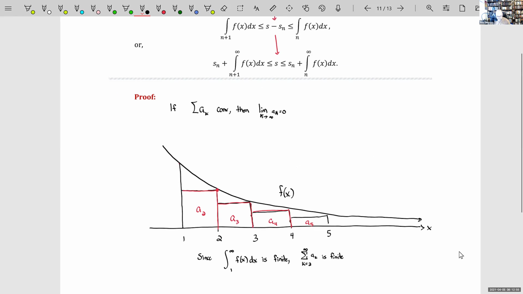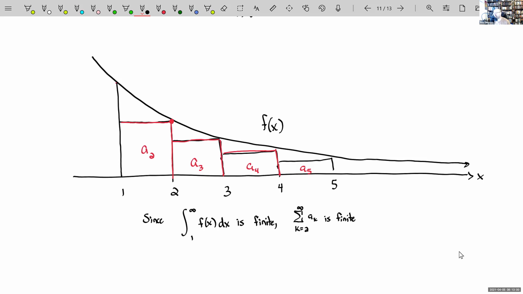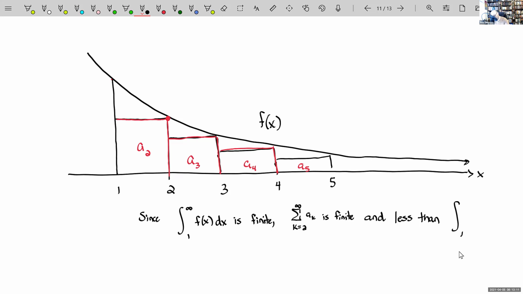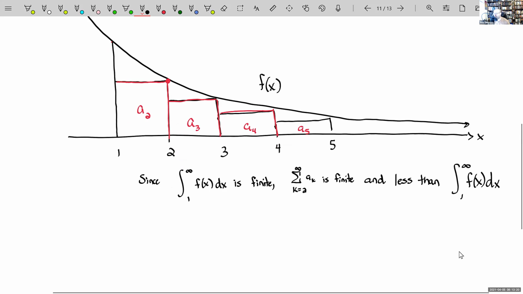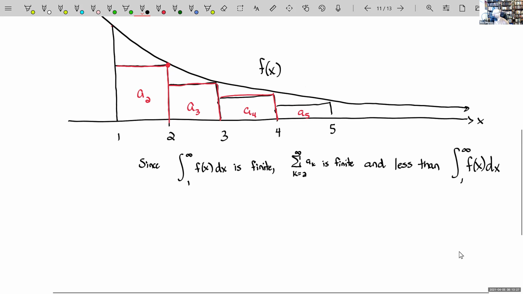Well, it's also less than, right? It's less than the integral from 1 to infinity of f of x dx. Okay, great. So in this case, I know that we have the following. Let's see, the summation.